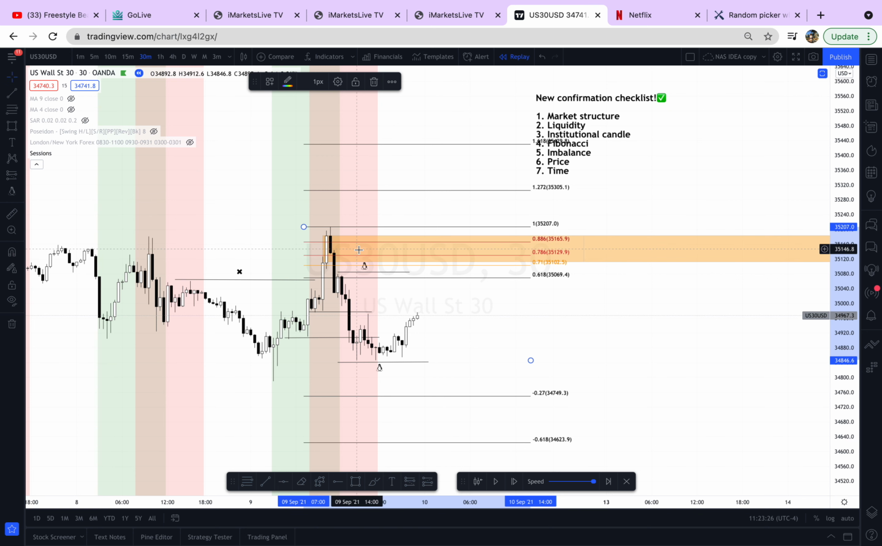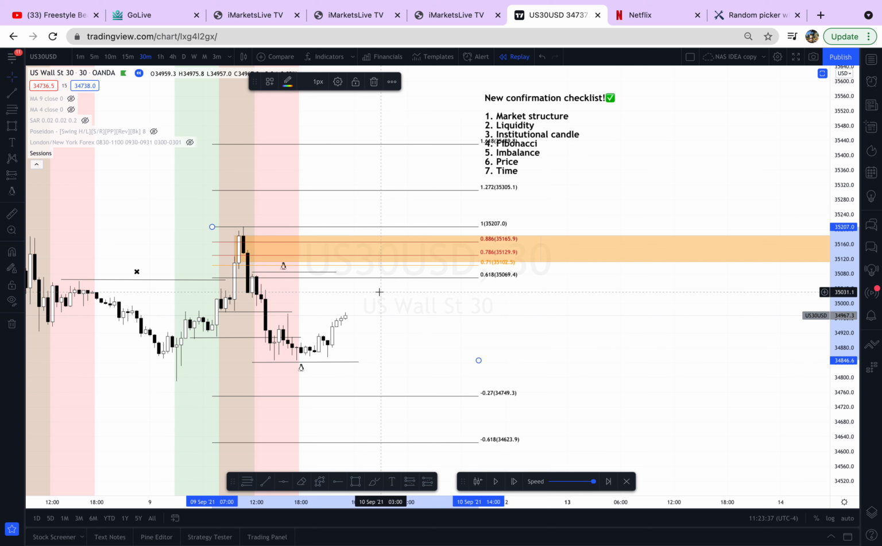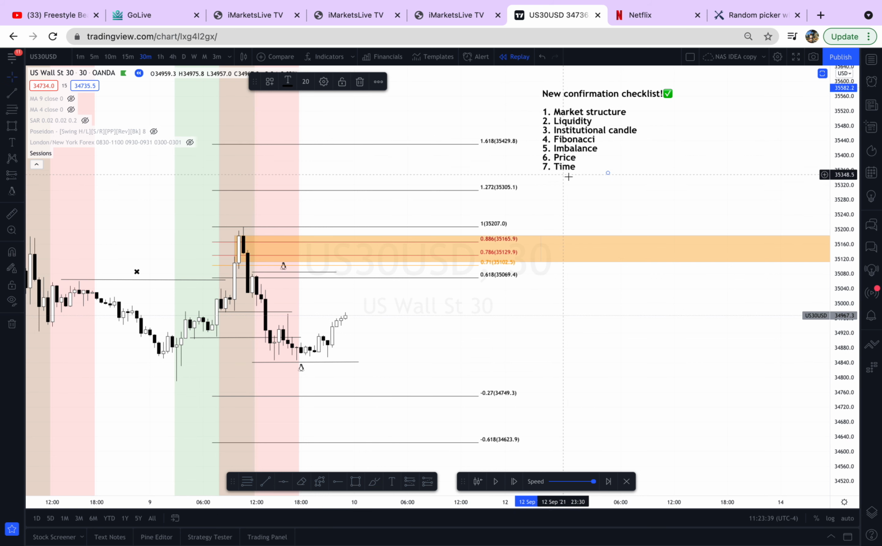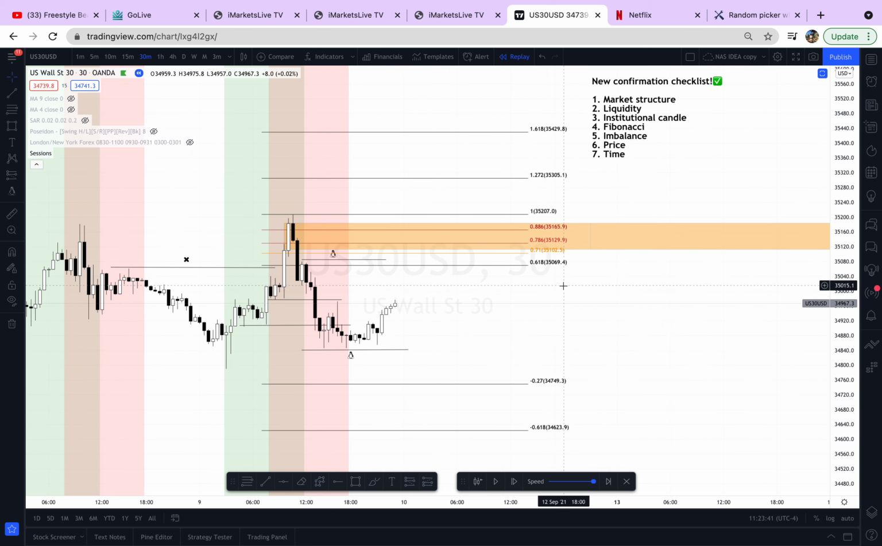So I have my Fibonacci, right? I understand that my institutional candle lies within my Fibonacci, but now we're not done. Okay, it's time to take it a step further, which is going to be number 5, looking for our imbalance or IPA. Okay, we understand that the market needs to be offered both buyers and sellers at the same time.